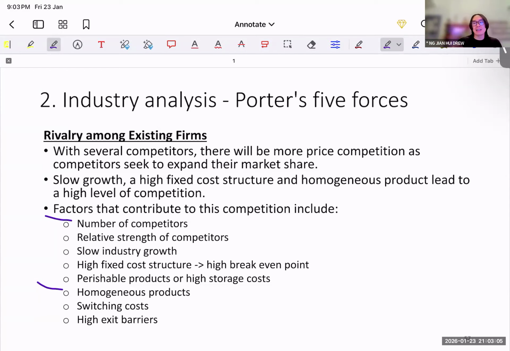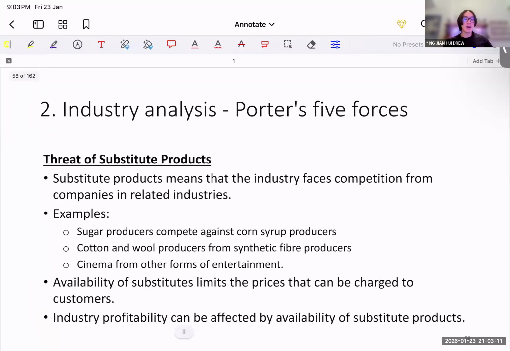It's easy to replicate. I can just go to my store down the road instead of going to the night market. So that's one example.